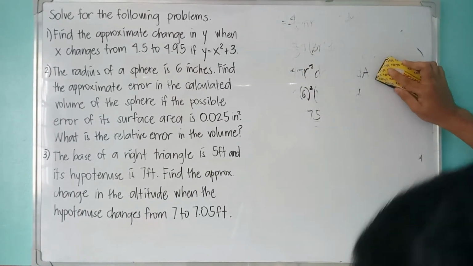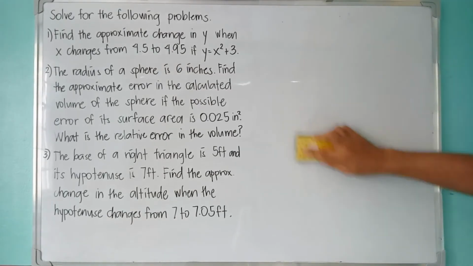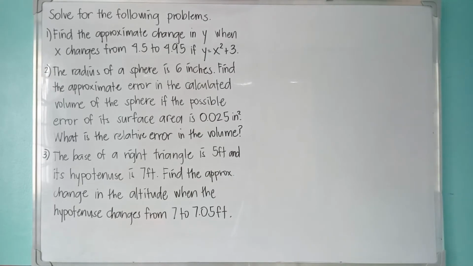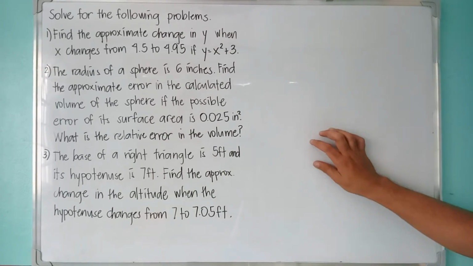Solve naman natin ngayon si number 3. For problem number 3, the base of a right triangle is 5 feet and its hypotenuse is 7 feet. Find the approximate change in the altitude when the hypotenuse changes from 7 to 7.05 feet, di ba?